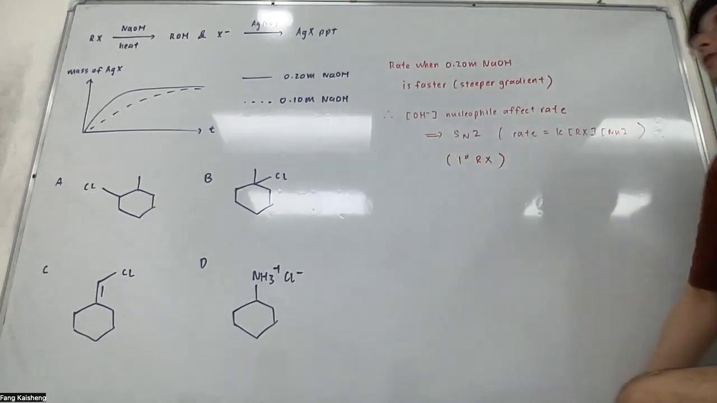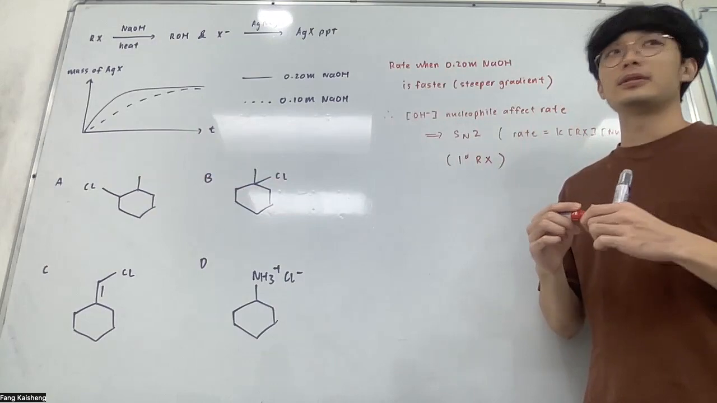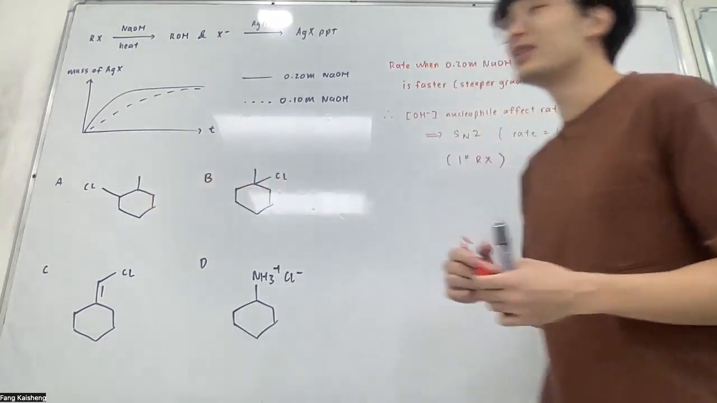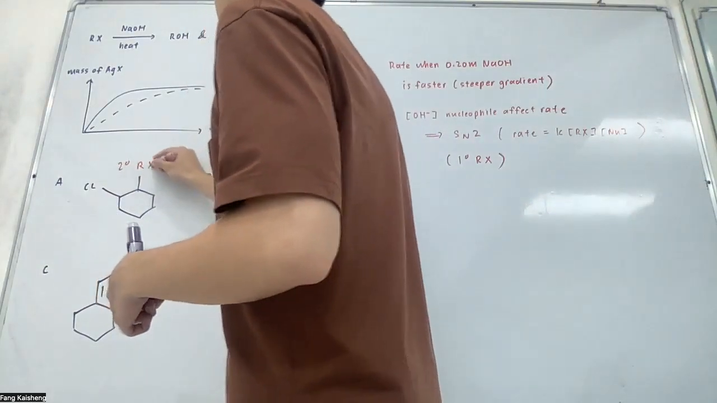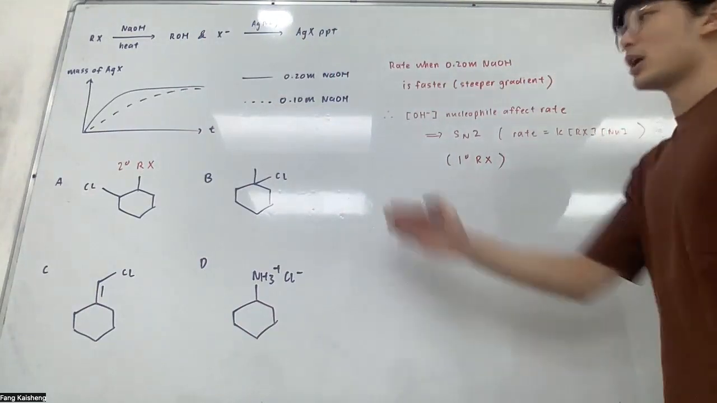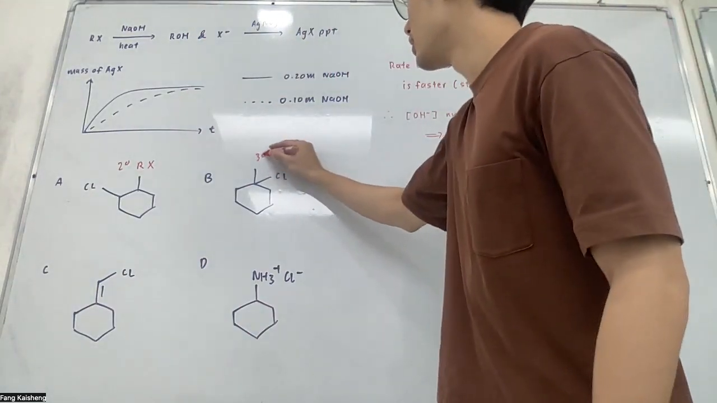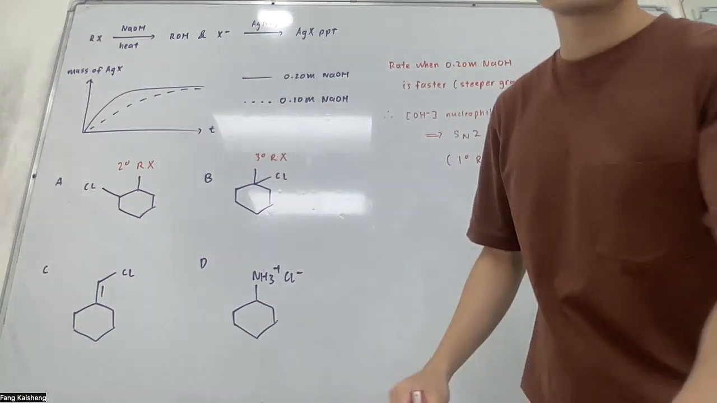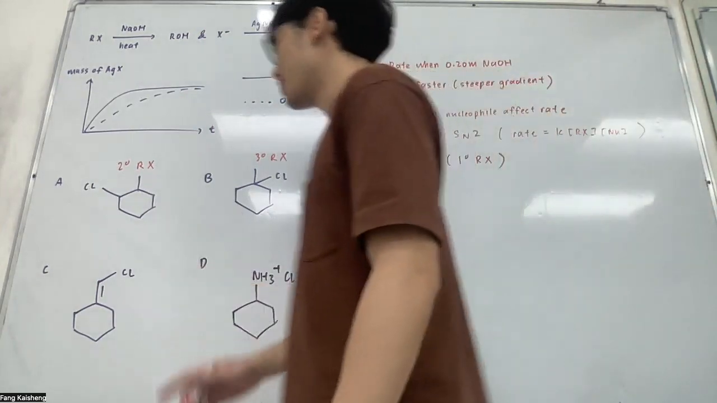Let's list down our four options. Is this primary, secondary, or tertiary? Secondary. Now, is secondary a good answer? Not really, since it can undergo both SN1 and SN2, but never mind, let's continue. How about option B? Tertiary. Tertiary favors what? So is that likely your answer? Probably not, but never mind, we go through it first.